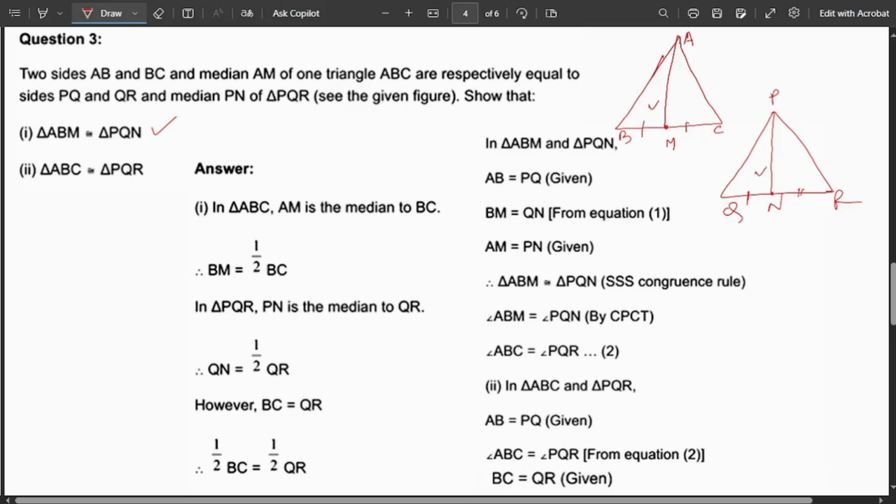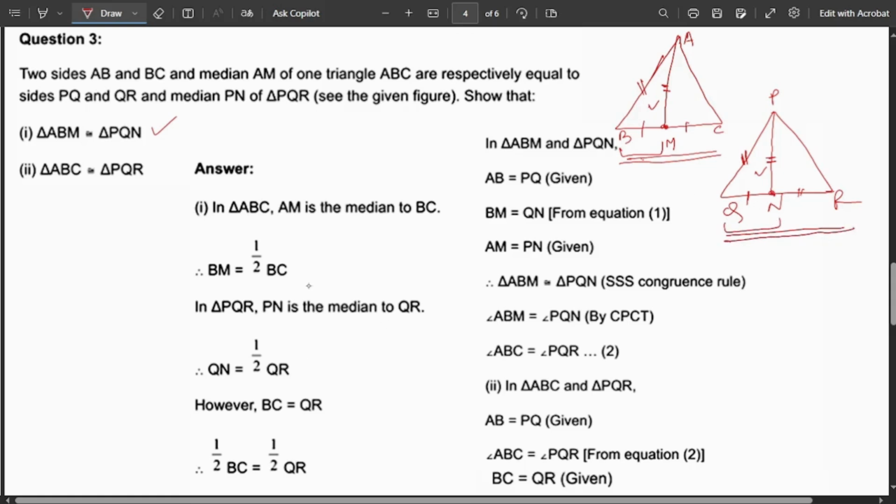It is given that AB equals PQ, AM equals PN, and BC equals QR. It is given. Now, since M and N are midpoints, we can write that BM is half of BC and QN is half of QR.